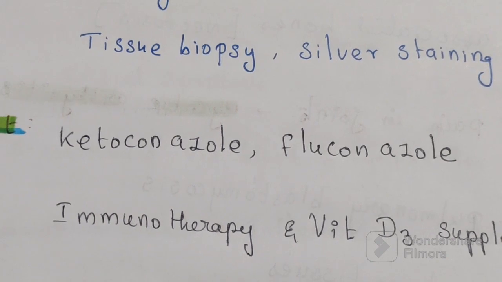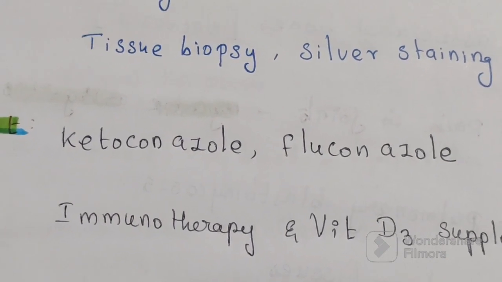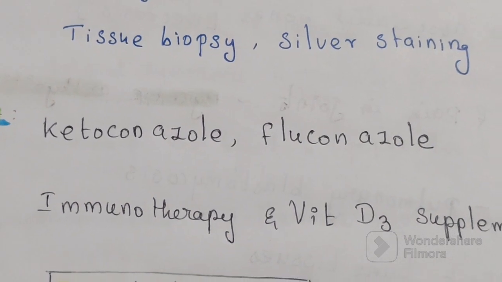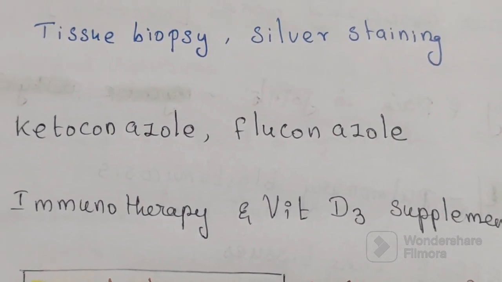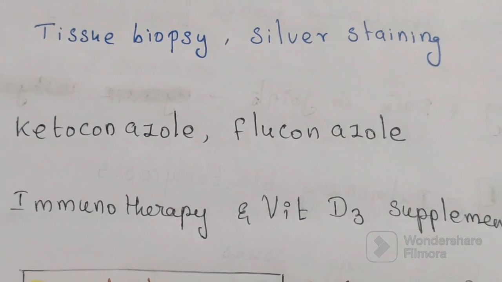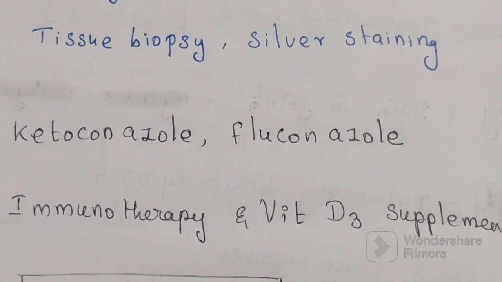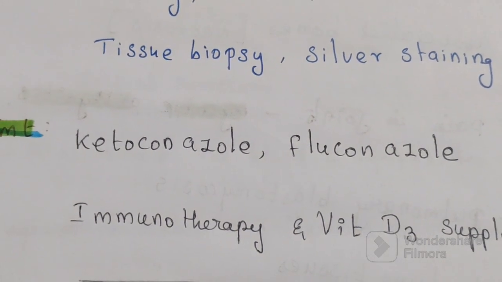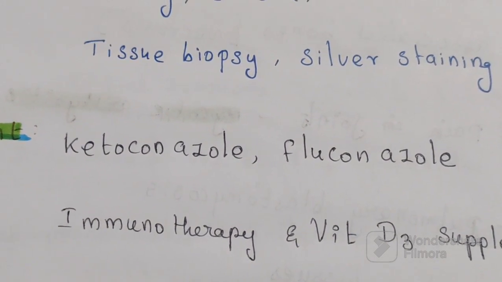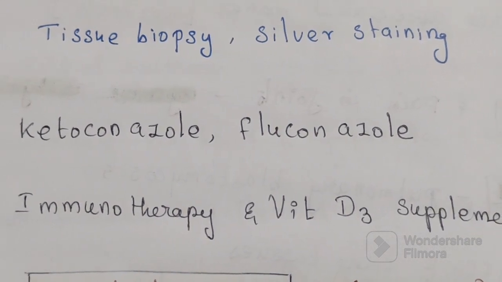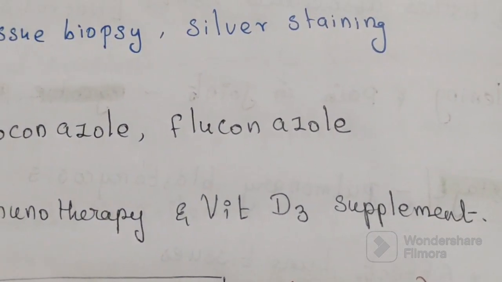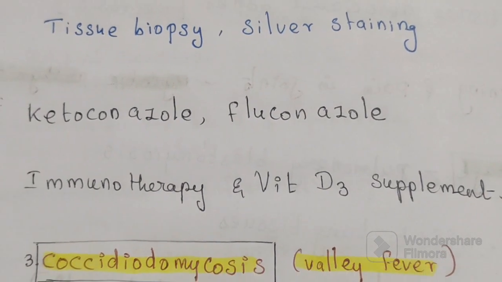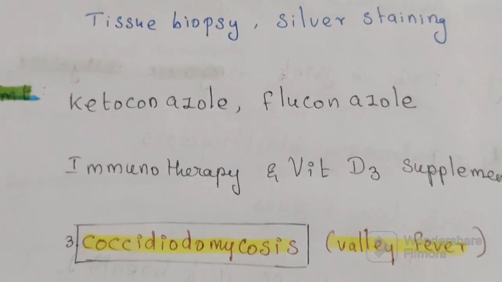Then for treatment purposes, we are using systemic antifungal drugs like ketoconazole, fluconazole, and immunotherapy, along with vitamin D3 supplementation. So what are the things used for treating blastomycosis? Ketoconazole, fluconazole, immunotherapy, vitamin D3. It will take a very long time to cure the body.